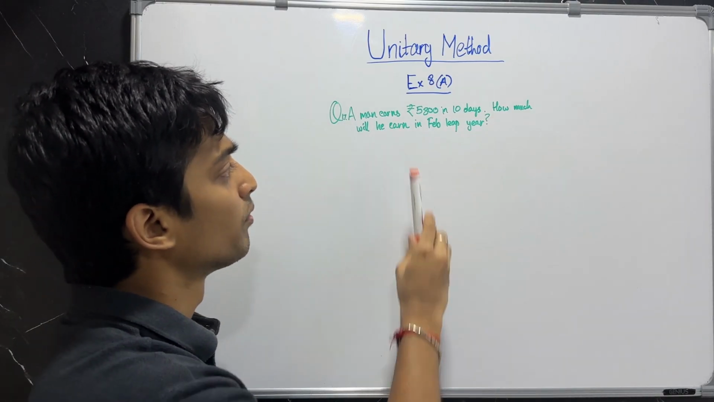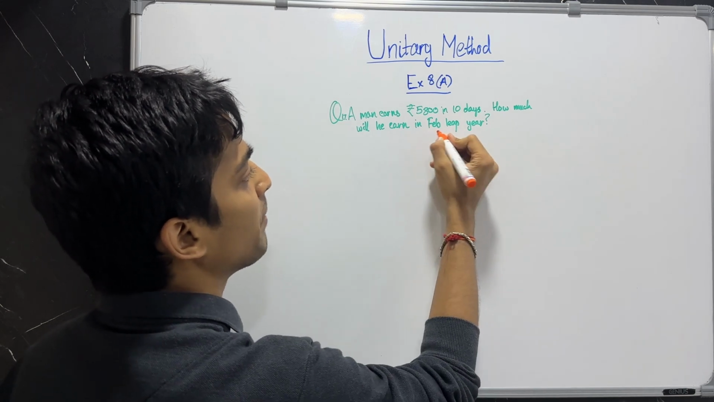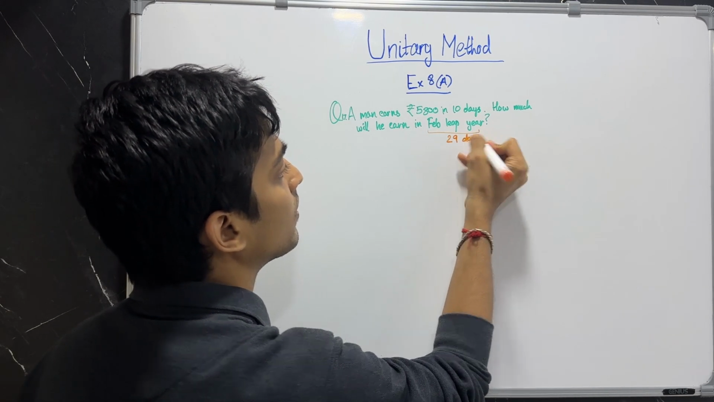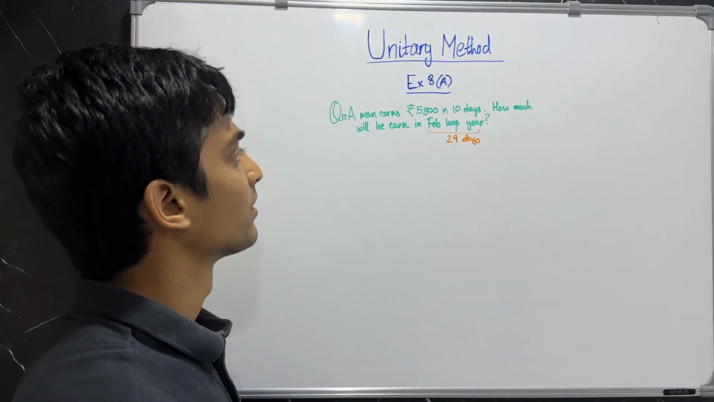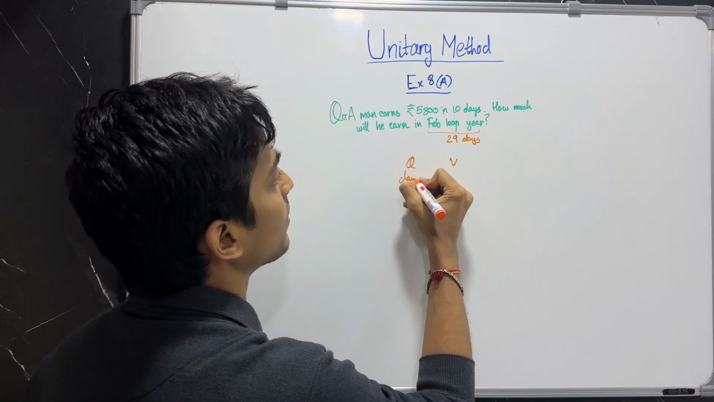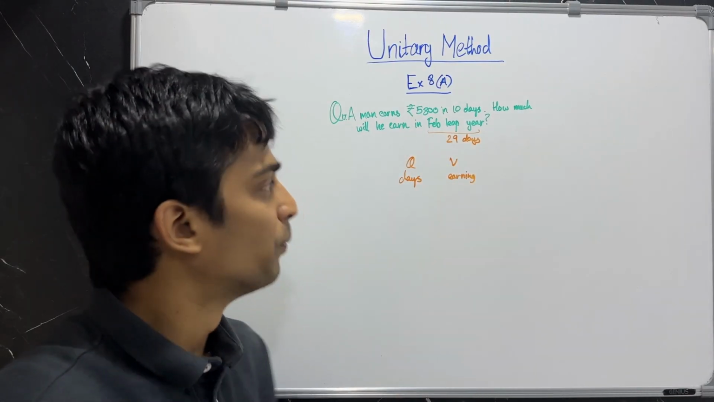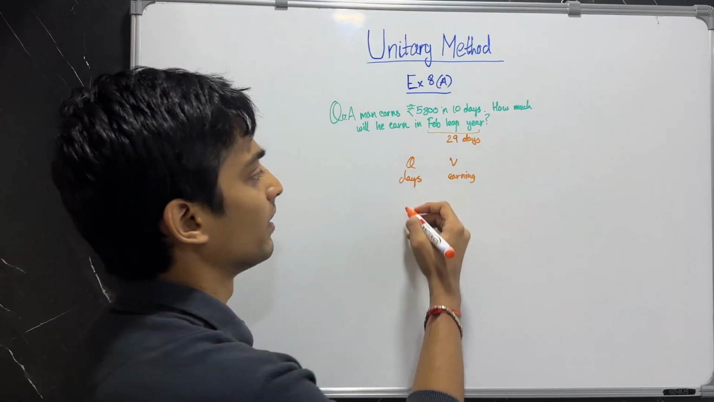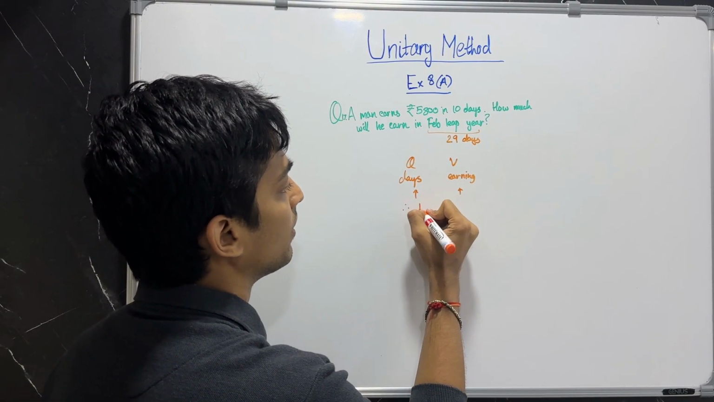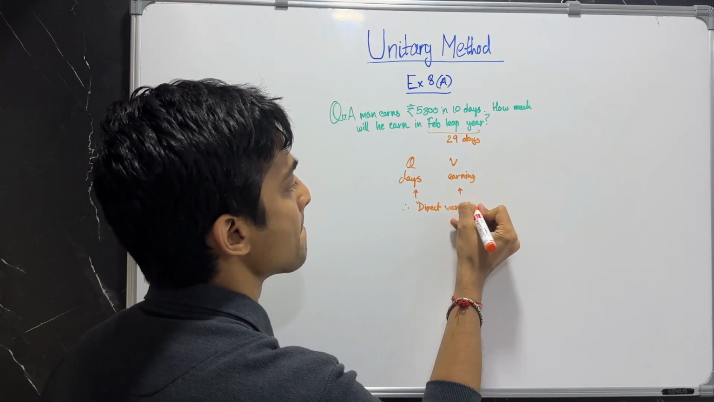A man earns 5,800 in 10 days. How much will he earn in Feb of a leap year? Now we know in a leap year, Feb has 29 days. So this is 29 days. Okay, so the quantity and value will be days and earning. With the increase in days, earning will also increase. Therefore, it is a direct variation.